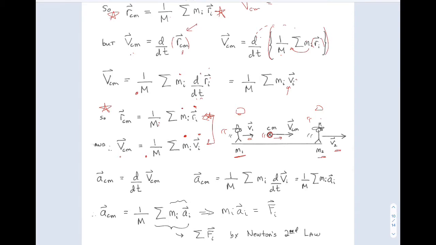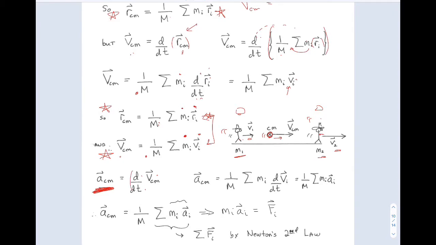So that point, the center of mass, also has a velocity, and it's found using that. If these velocities change, if these people start to speed up, then that geometric point, the center of mass, starts to speed up. Its velocity changes, so the center of mass can have an acceleration. How do you find acceleration? It's the time rate of change of velocity.